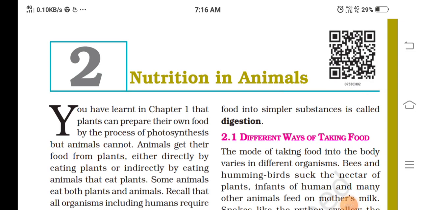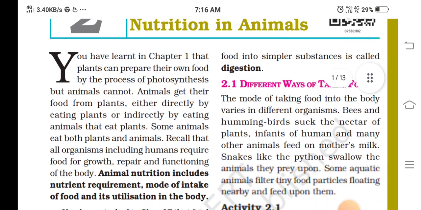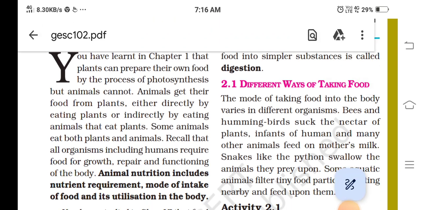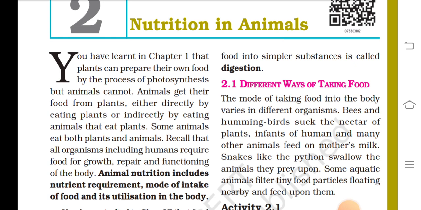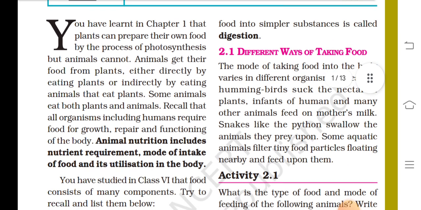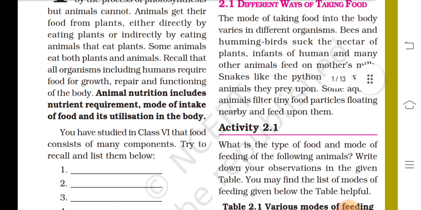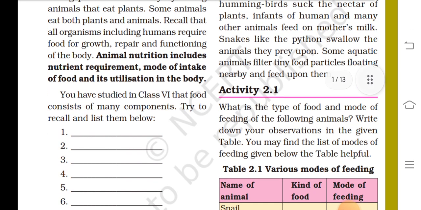NCERT Class 7, Chapter 2: Nutrition in Animals. You have learned in Chapter 1 that plants can prepare their own food by the process of photosynthesis, but animals cannot. Animals get their food from plants, either directly by eating plants or indirectly by eating animals that eat plants. Some animals eat both plants and animals.